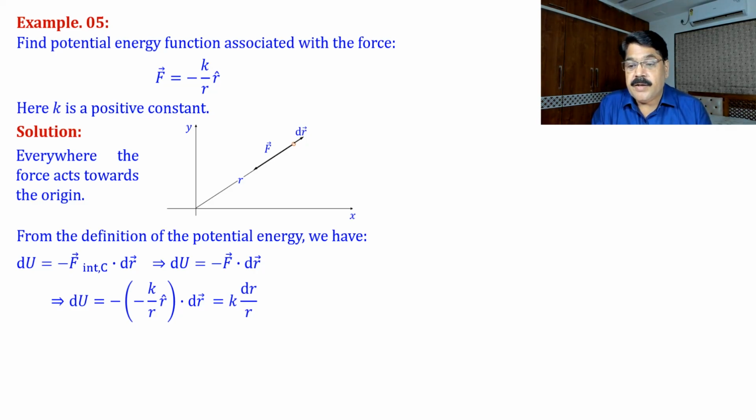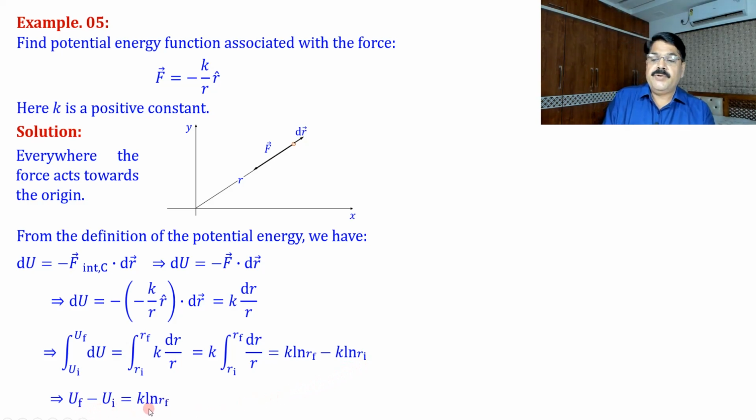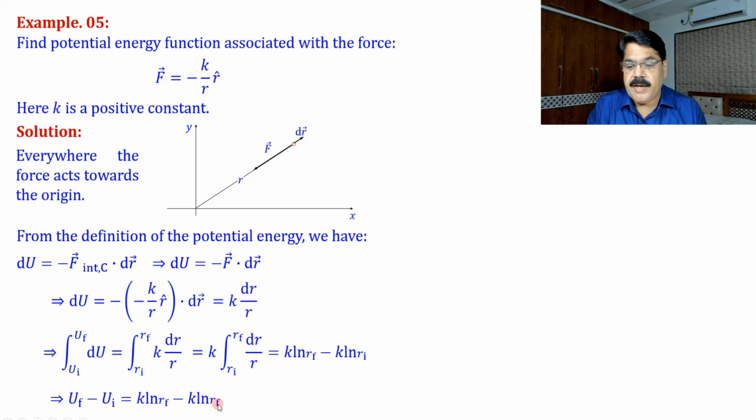So the definite integral limit will be from U initial to U final dU equal to Ri to Rf K dR by R. So we can take K outside. So dR by R is ln R. So that is K from Ri to Rf. So now what we get here? This will be U final minus U initial equals K ln R final minus K ln R initial. So this is the idea we have.